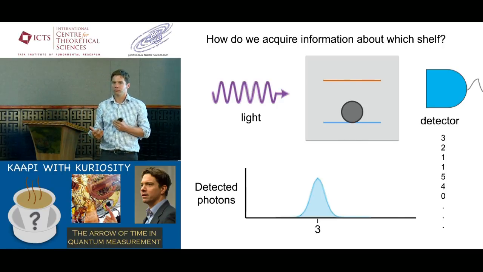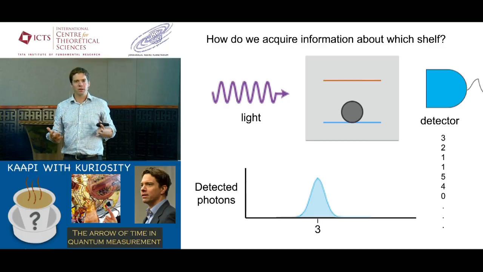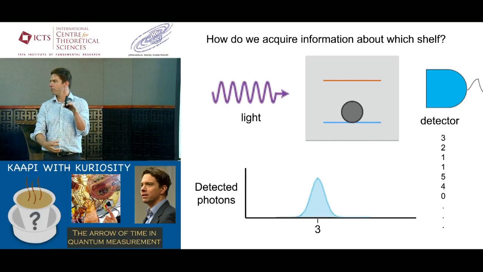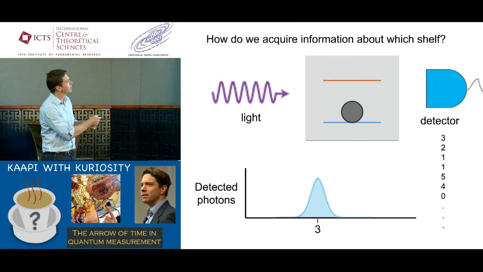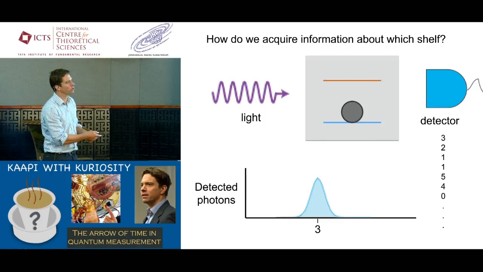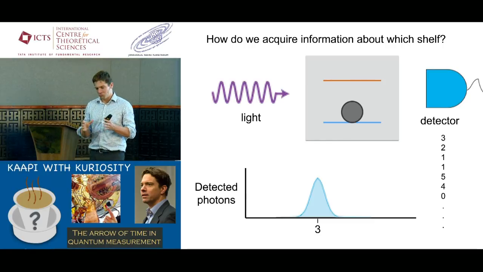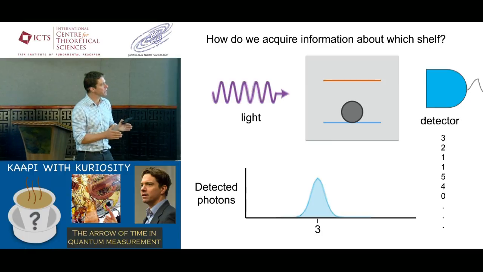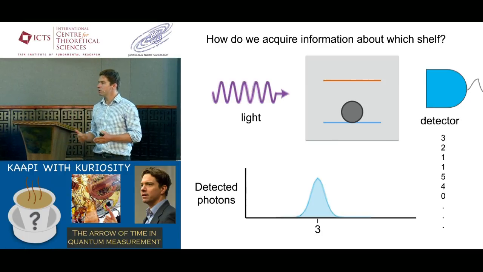To understand how this measurement works, first I'll see what happens if I just start with the ball on the bottom shelf, as shown here. So I send in light, and the detector says I get 3 photons, 2 photons, 1 photon, 1 photon, 5 photons, 4 photons, 0 photons. These are how many photons I retrieve in a given interval of time, say in 1 second. So I got 3 photons per second, 2 photons per second, and so forth.